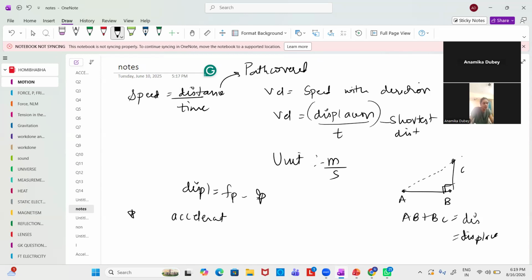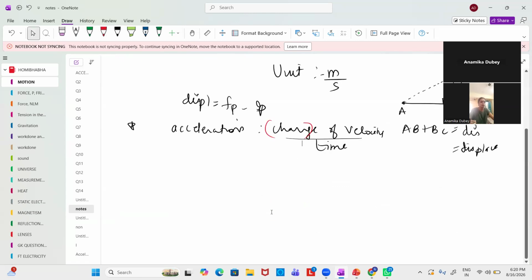Now what is acceleration? Acceleration is change of velocity upon time. Now understand, it is not velocity upon time. It is change of velocity upon time. That means, understand the situation.